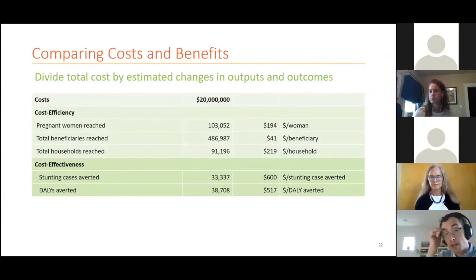The whole point of costing, of course, is generally to ask the question of what you're getting for your money. For this project, we've estimated a total cost of $20 million. We think that the project reached 100,000 pregnant women, 500,000 beneficiaries and almost 100,000 households. We can divide the total cost by the numbers reached in order to estimate cost per different types of project beneficiary. And we can compare these estimates to other similar projects to understand if our project is efficiently reaching participants.